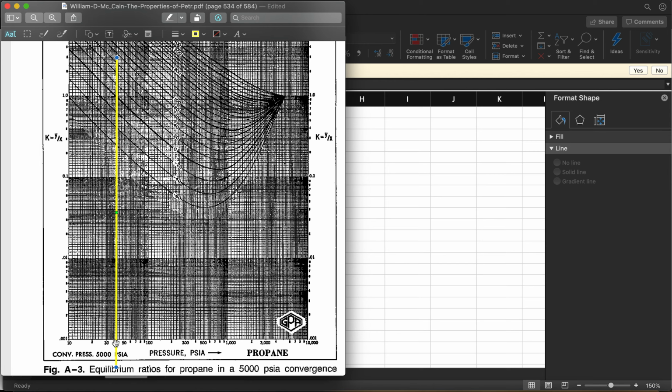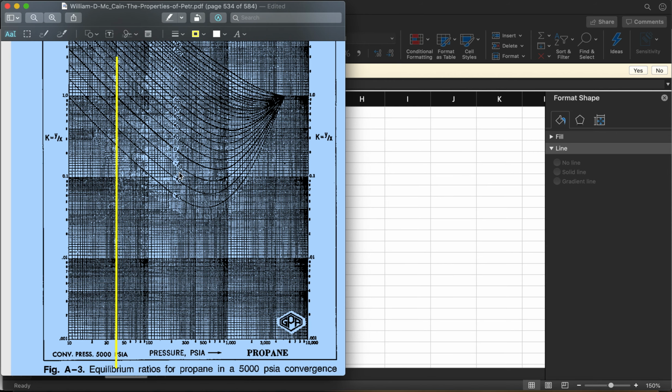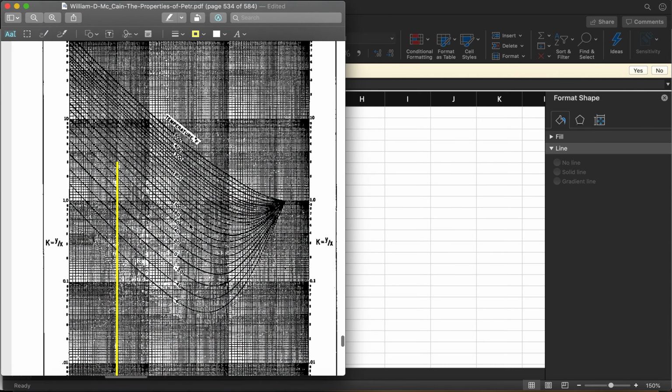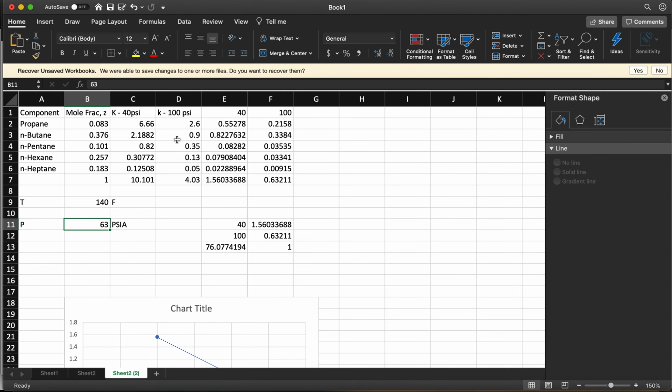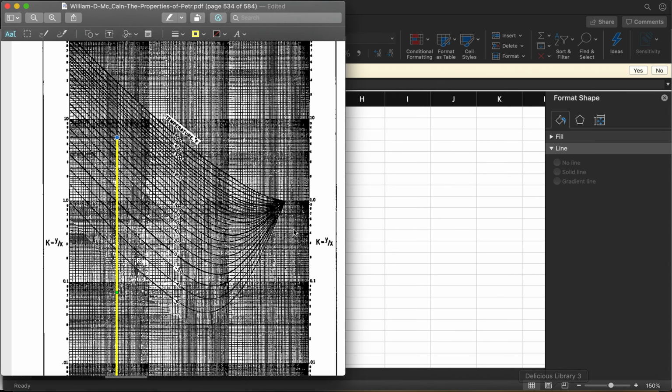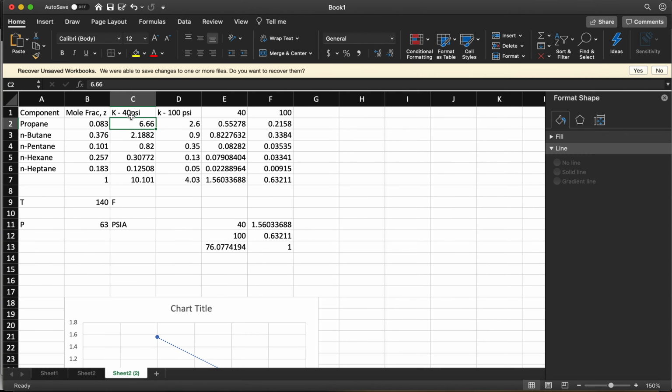So 40 psi, and we know the temperature is about 140, which is somewhere around here. And our value would be about 8 something for our K. Actually, 6. It's not 8, that's 6. So about 6. I got 6.66, more or less, 6 to 7, somewhere in there would be the value. So I would enter that in for 40 psi, and then the 100 psi value, same story.